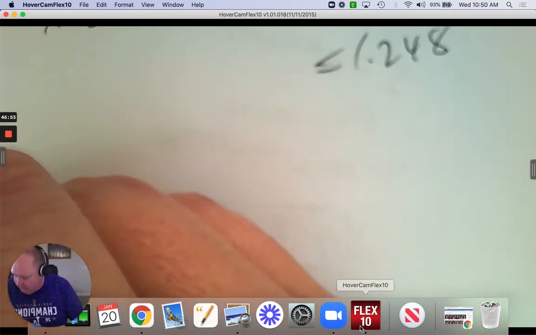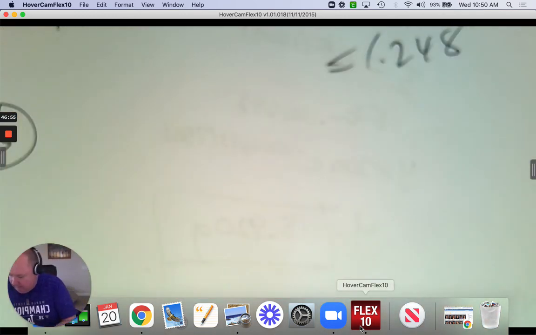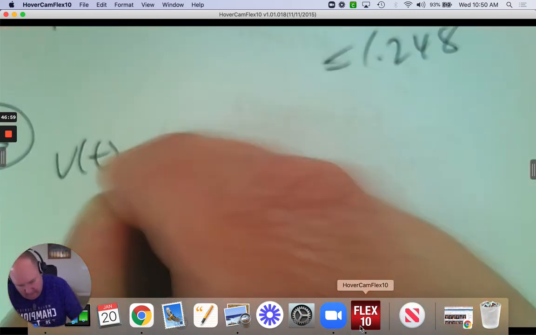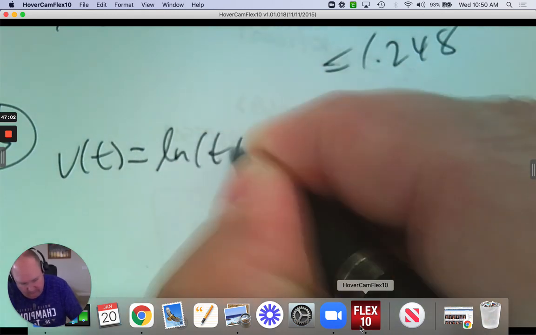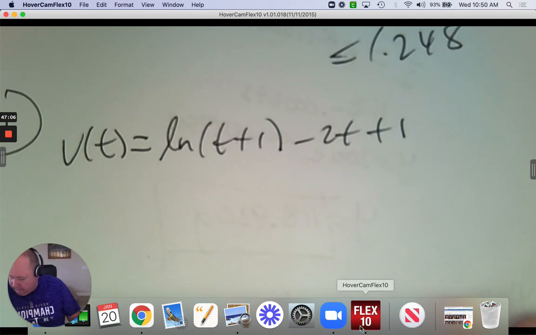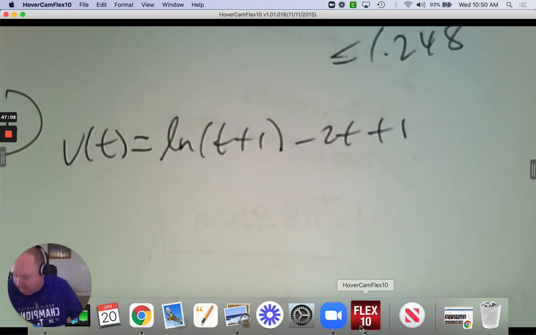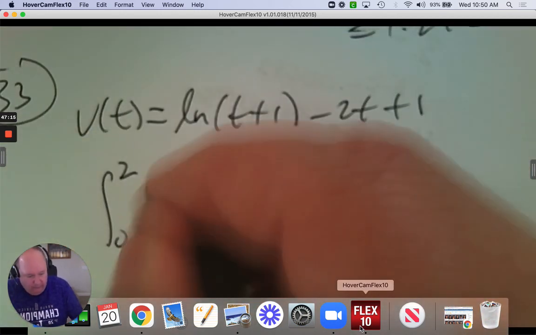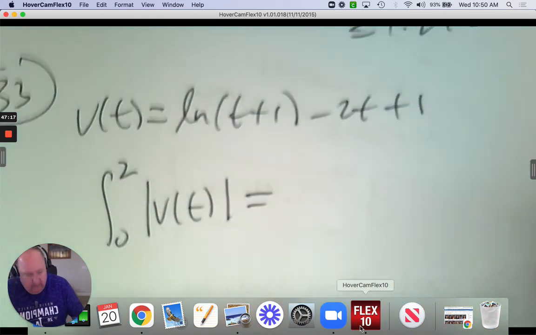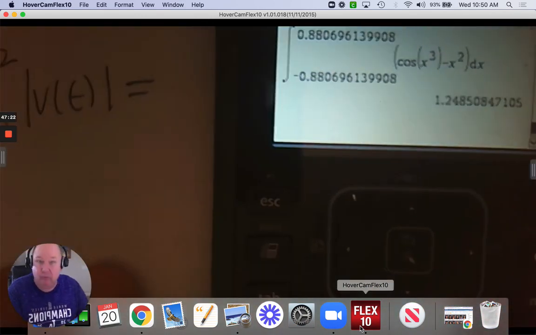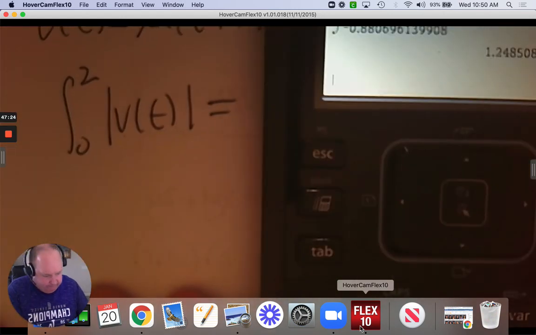All right, last one, number 33. A particle moves along the axis so that its velocity is ln of t plus 1, subtract 2t plus 1. And it says find the total distance from 0 to 2 with your calculator. So we're going to integrate from 0 to 2 the absolute value of that, and that will give me the answer. That's what total distance is and how you find it.